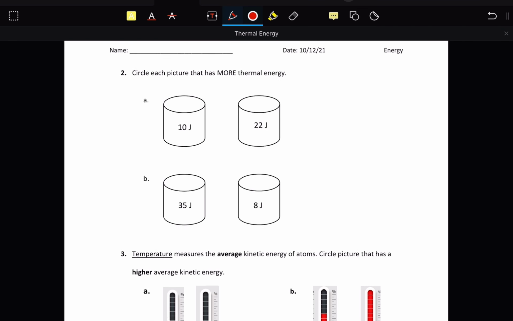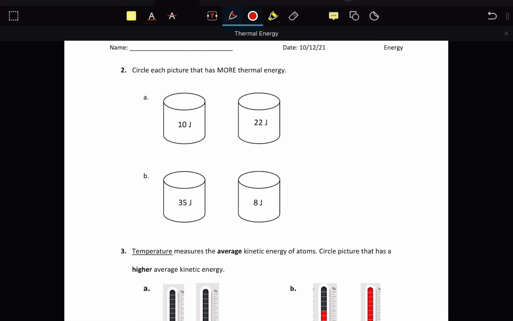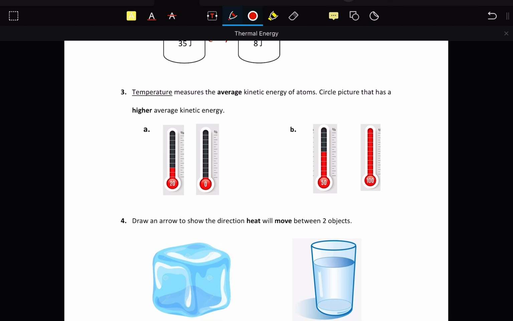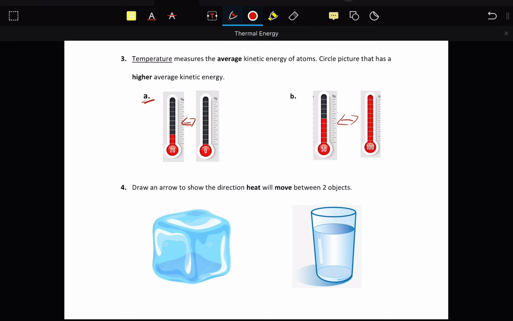Now on the next page, you're going to do the same thing, but for A, you have to decide which one of these two right here has more thermal energy. You're going to do the same thing with B, which one of those has more thermal energy. Here you have to decide which one of these has more kinetic energy for A, which one has more kinetic energy for B, and you just got to draw an arrow either going this way or this way showing who is going to be sharing their heat or jacket with the colder object.